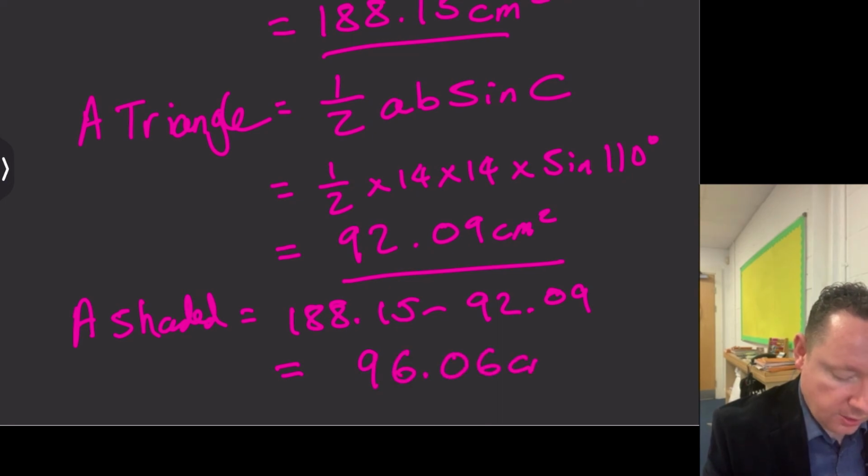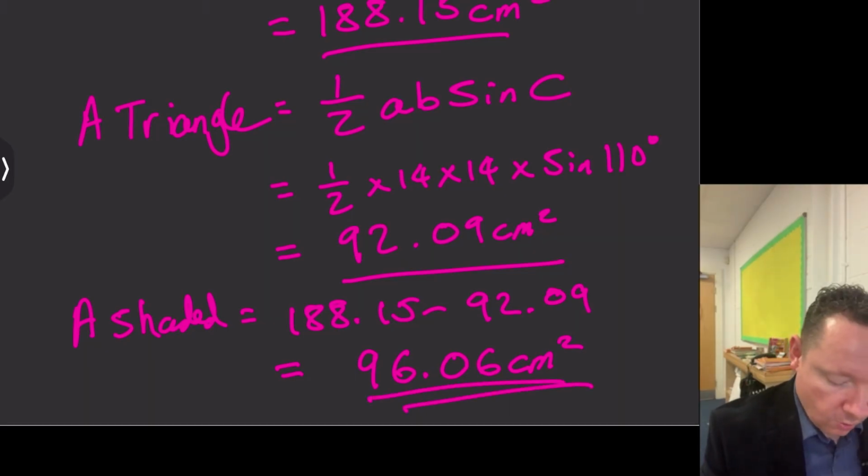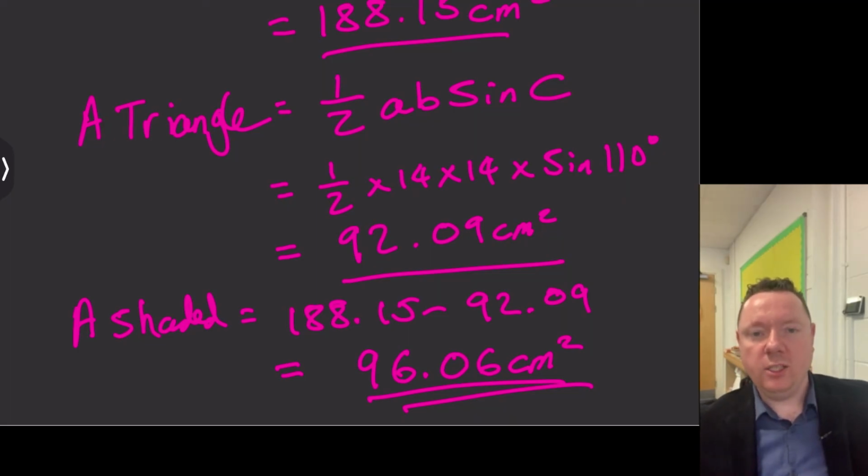And you could round that to another place like 96.1 or whatever, but that's fine. It's not asking us to round in any case, so as long as your answer's not been rounded too much at the start of the question, you're fine.